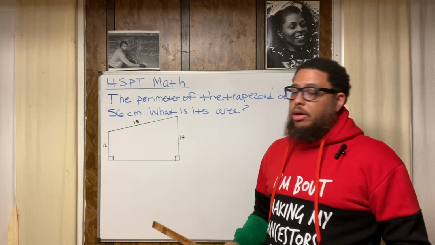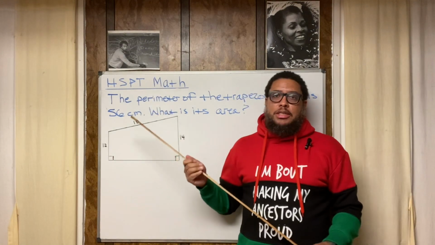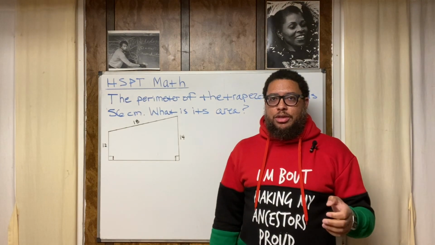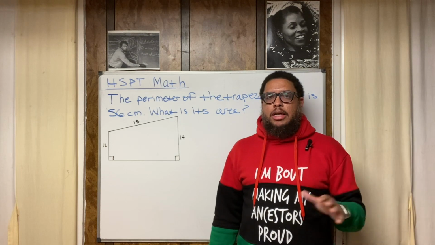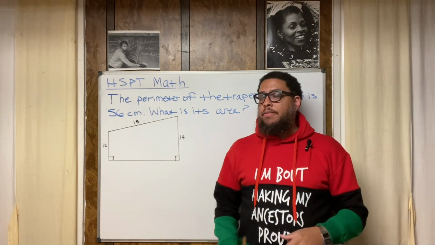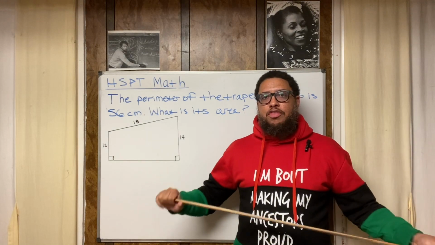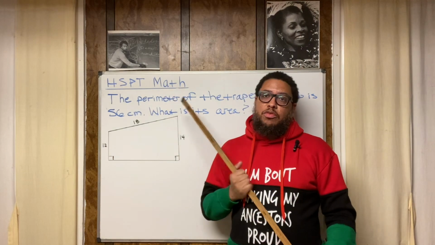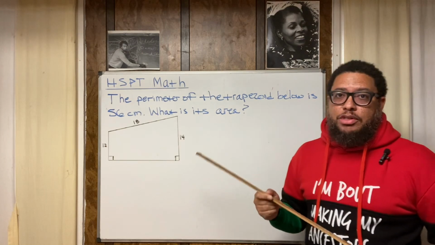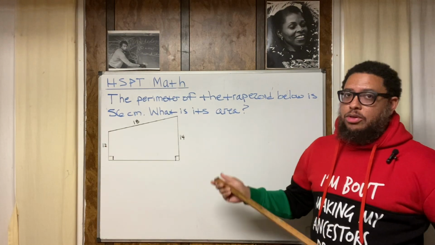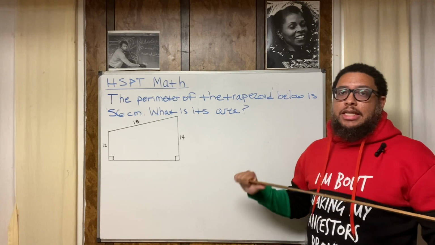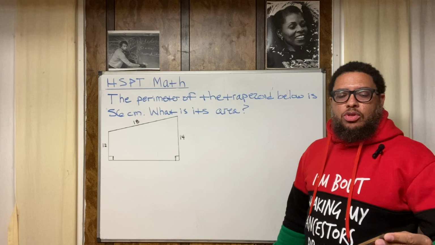Now, we're dealing with some HSPT math, which is the high school placement test for eighth graders in Catholic schools, to get a measurement of where they are in terms of their current mathematical ability and proficiency level. This is an example of one of the questions you might see on there. Let's read it. It says that the perimeter of a trapezoid is 56 centimeters. What is its area?